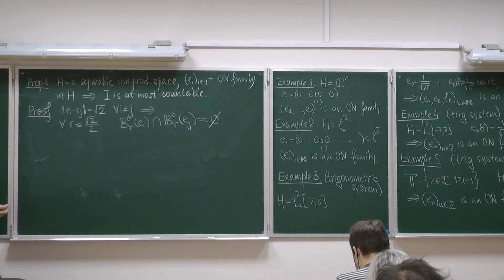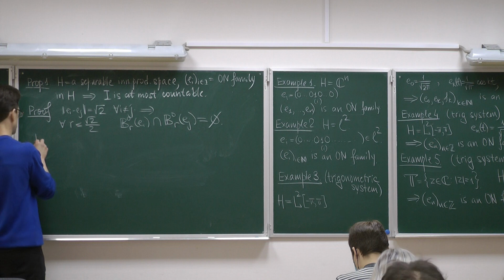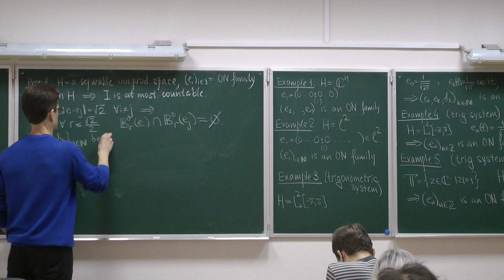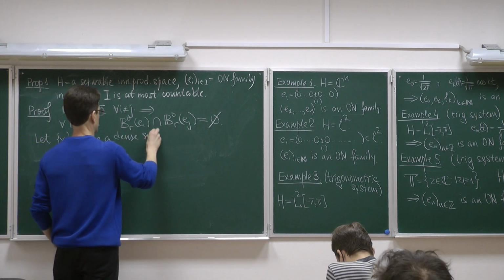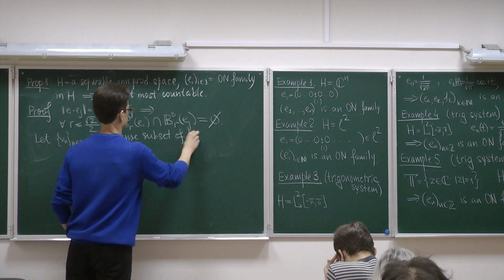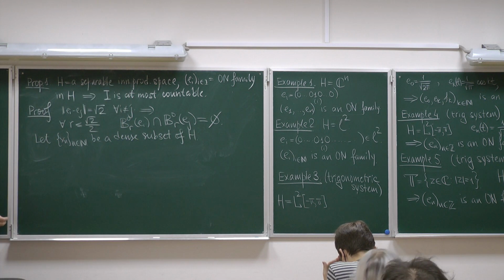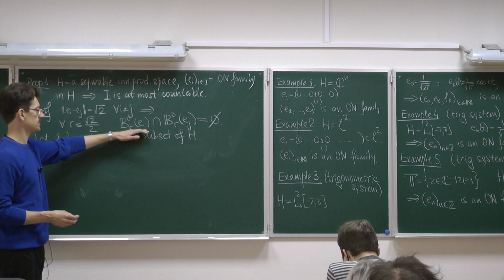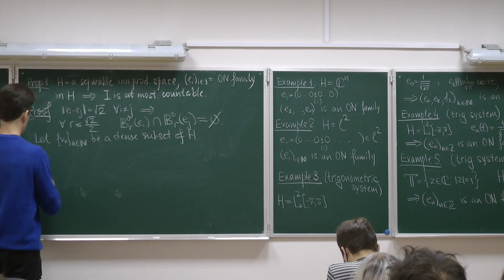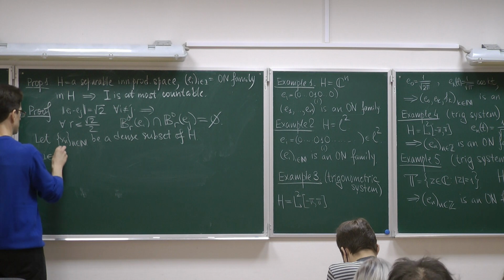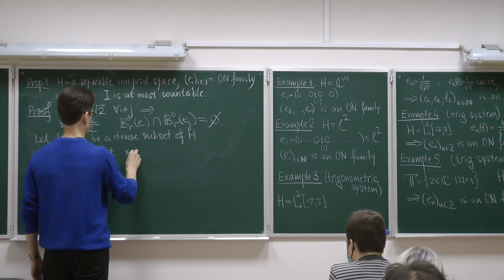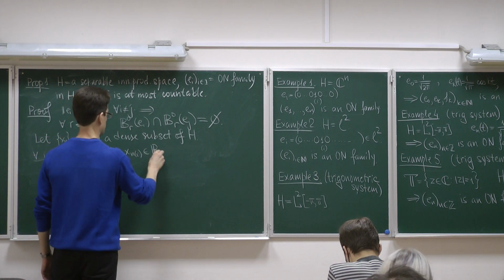Let's now assume that H is separable, so let's take a countable dense subset, say x_n, of H. Since it is dense, it intersects each non-empty open set. In particular, it intersects each such ball. So for each i in I, there exists a natural number n(i) such that x_{n(i)} sits in the respective ball.